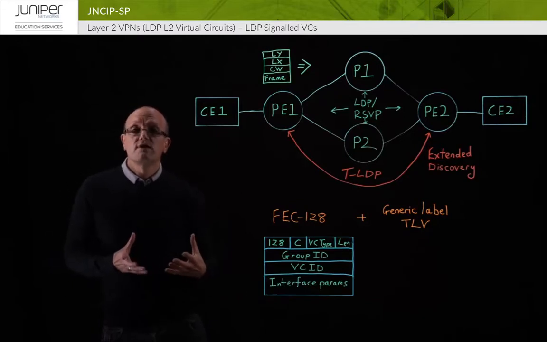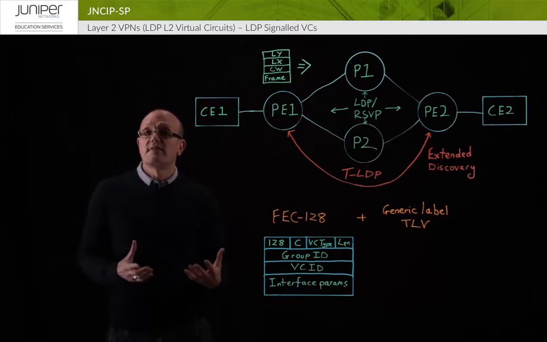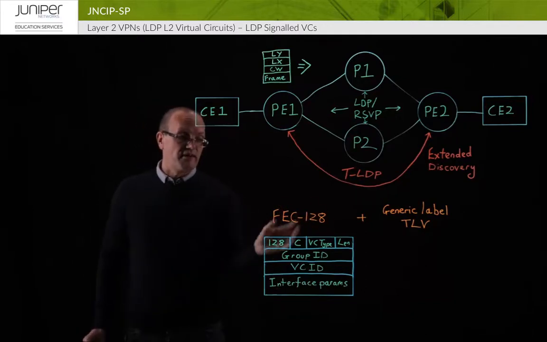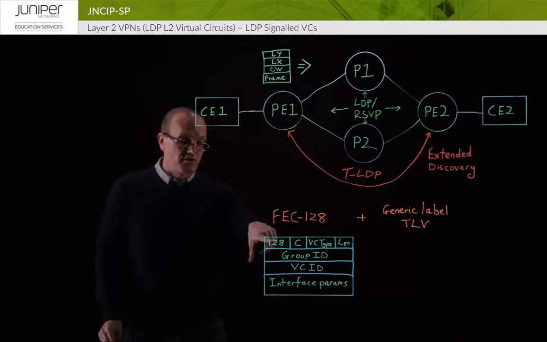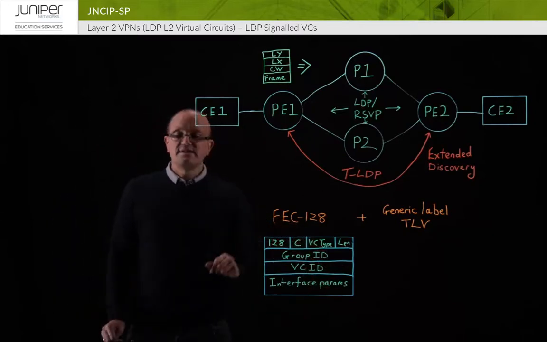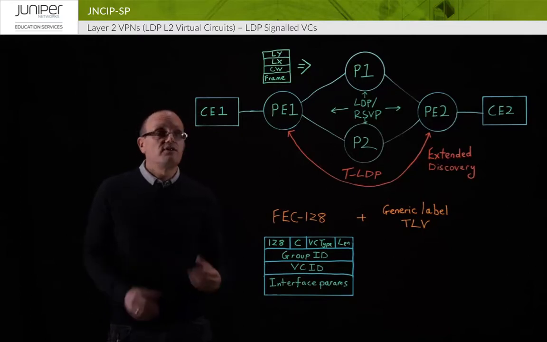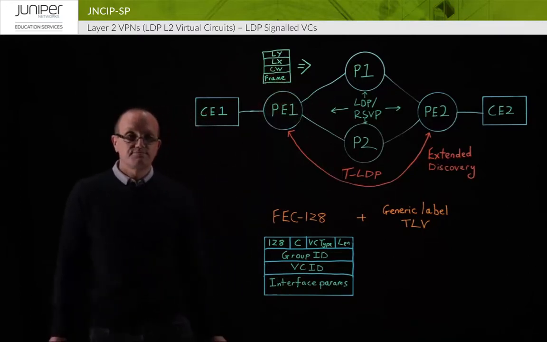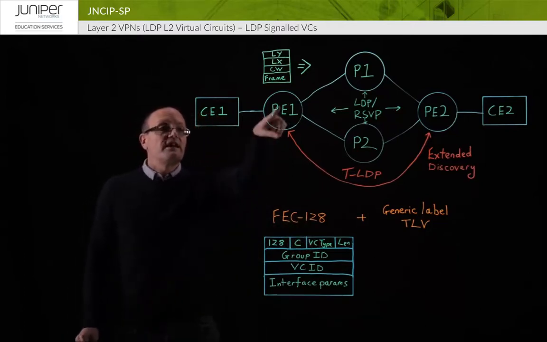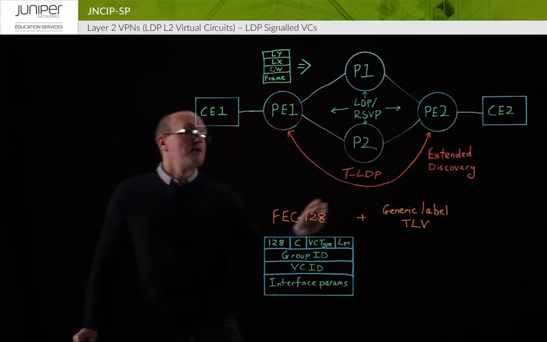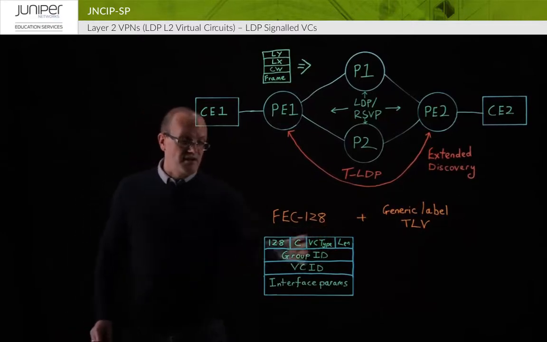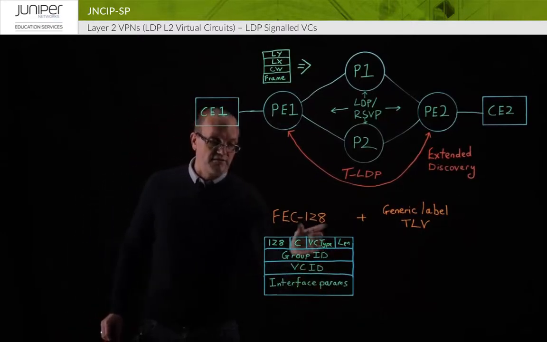FECs within LDP are TLVs, type length values. The first value is the type, we're talking about FEC 128 here. So this is the 128 value. It says that it's a virtual circuit FEC. We then have a C bit. This indicates whether or not we're going to be using a control word in the data plane. We then have virtual circuit type. This is going to indicate what encapsulation we have going on between the CE and the PE devices. And then we have the length field that tells us the length of the remaining information in our TLV.